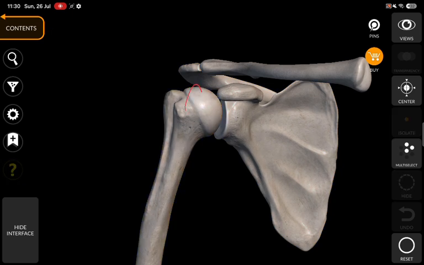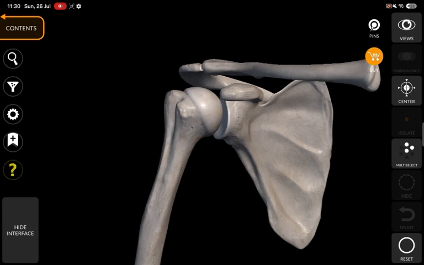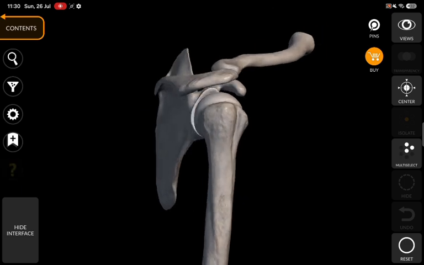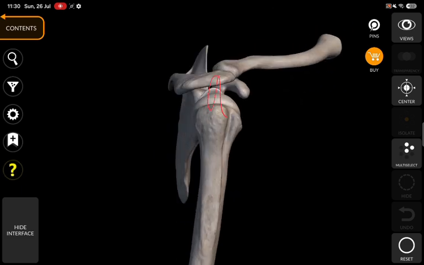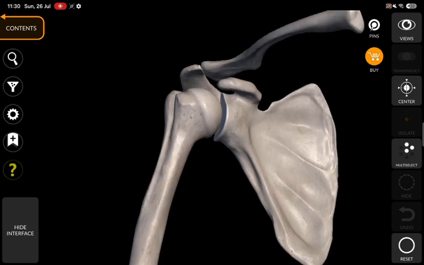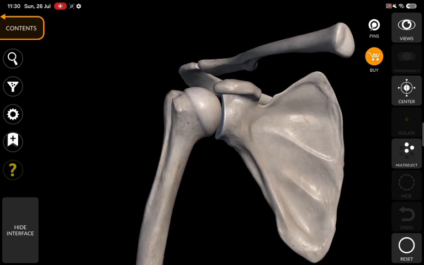And this is the head. The head is directed upward, backward and medially. As you can see, it's medially and it's a little bit upward, and it is backward. See, it is backward, right?